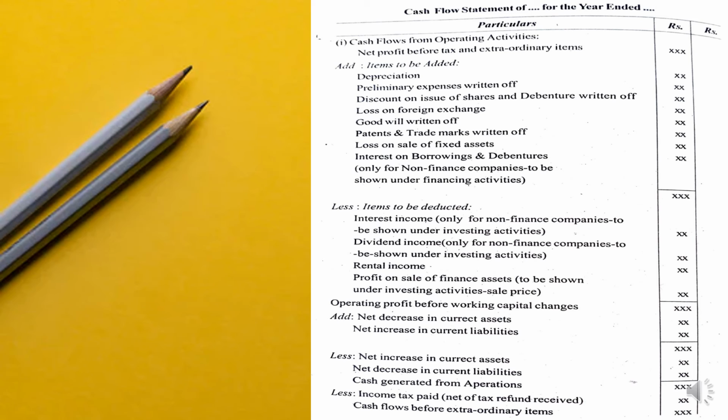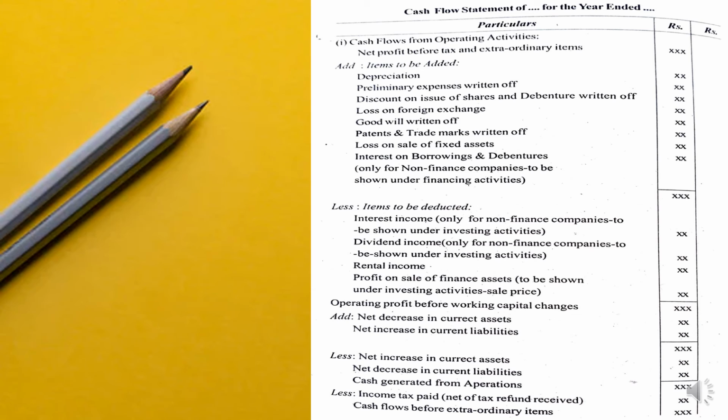With that you should add certain items like depreciation, preliminary discount, loss, goodwill written off, patent and trademark written off, loss on sale of fixed asset, interest on borrowings and debentures, etc. You will be getting one total. With it you should deduct certain items like interest income, dividend income, rental income, profit on sale of financial assets, etc. And after that you will be getting operating profit before working capital changes.